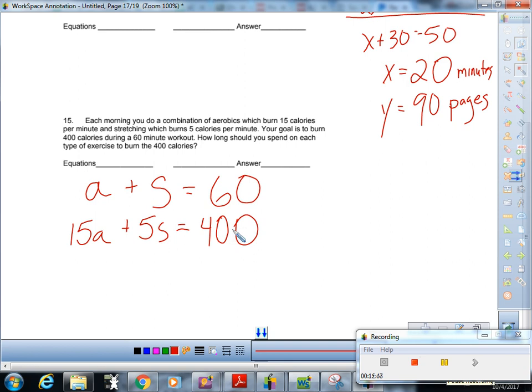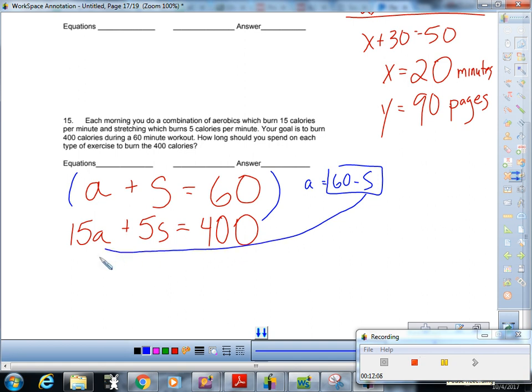So now the question is, what method do we want to use? I don't really care. You know what I'm going to do? I'm going to do elimination. But you could also use substitution. Remember that A is 60 minus S. You could take that and plug it in right there if you wanted. That would work. That's the substitution method. I'm going to multiply this whole thing by -5. And hopefully you'll see why in just a second.